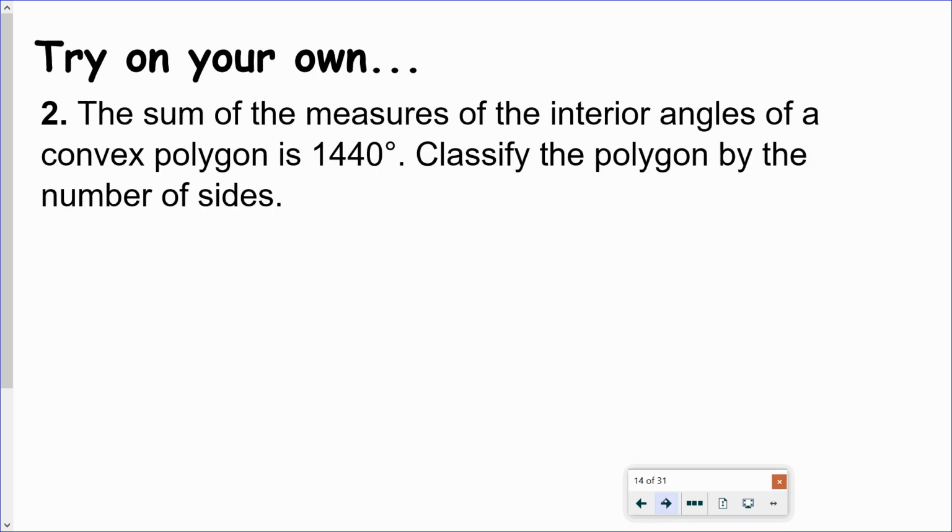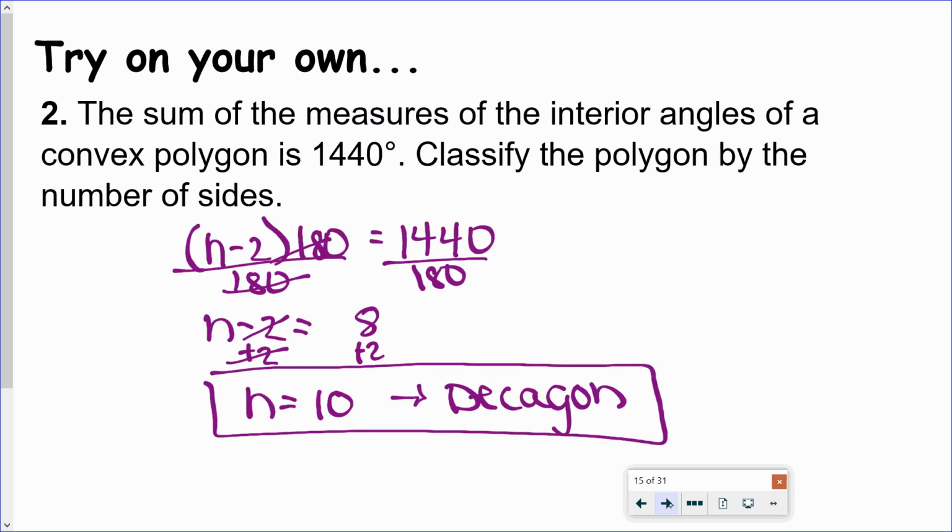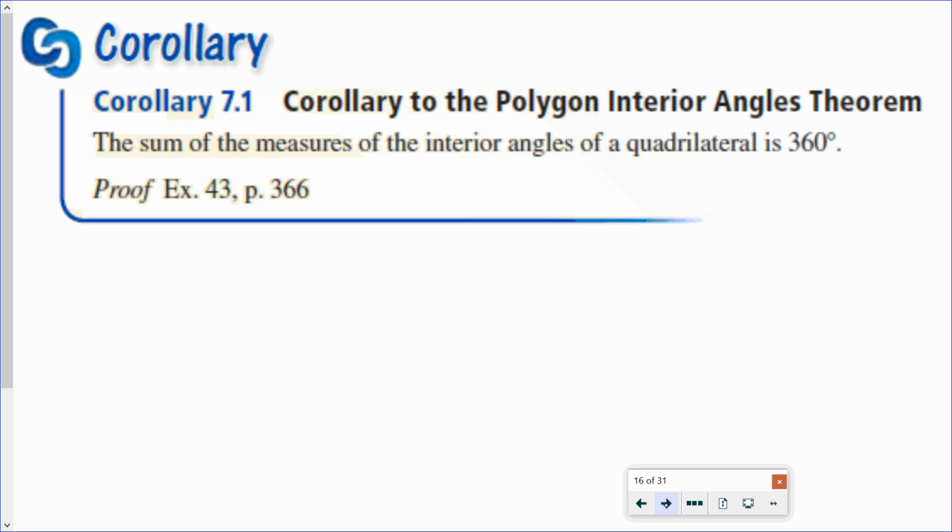Okay, go ahead and try this on your own. You've got a polygon that has a total interior measure of 1,440. How many sides does it have? Okay, you should have gotten that it has 10 sides. And that is called a decagon. Not on your chart. Maybe I did put it on there. But make sure that is added.